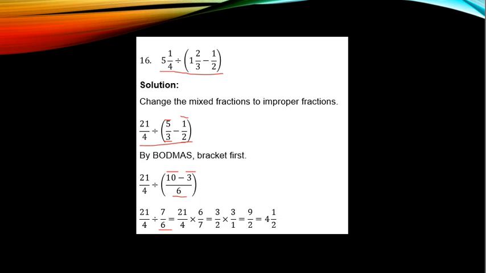Then the first fraction, 21 over 4, divided by 7 over 6. Division sign changes to multiplication, and the fraction 7 over 6 is inverted to 6 over 7. And when you reduce, you have 3 over 2 times 3 over 1. And when multiplied, you have 9 over 2, and is an improper fraction. If you convert to mixed fraction, you have 4 whole number, 1 all over 2.